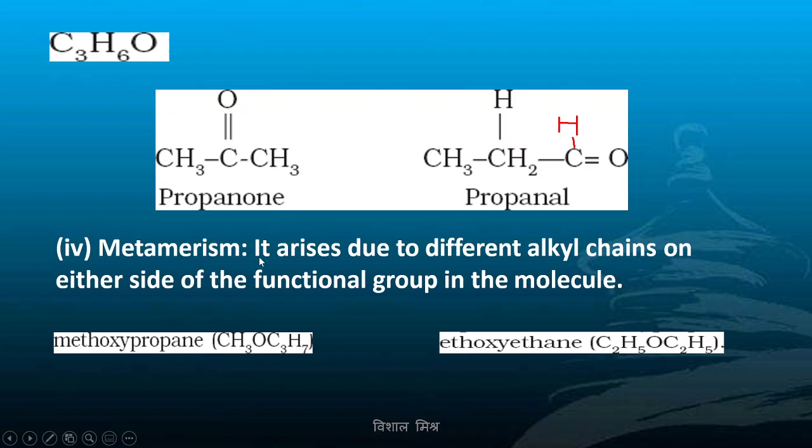Next one is metamerism. Metamerism can be seen in the case of ethers. Here the number of carbons on either side is different. You see the total number of carbons in both compounds is 4, but on one side we have 2 carbons in this one, and on the other side again 2 carbons. Total we have 4 carbons, but here you can see on one side we have 3 carbons and on the other side we have 1 carbon. So this type of isomerism arises due to the presence of different alkyl chains on either side of a functional group in a molecule. They are known as metamerism.